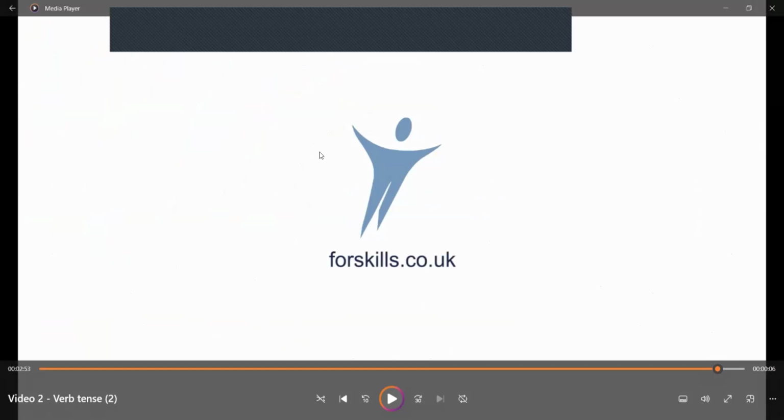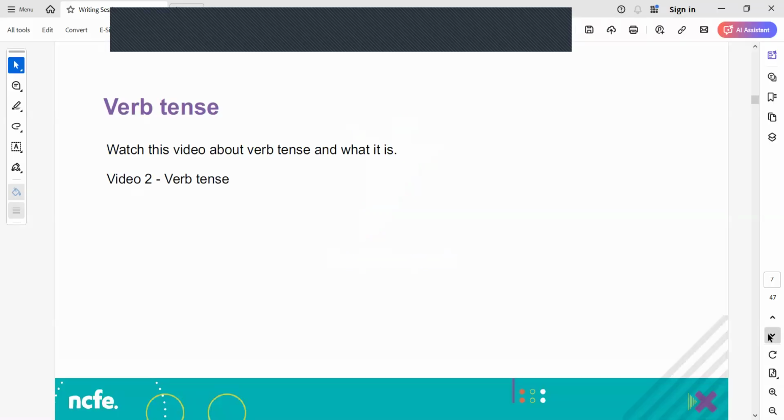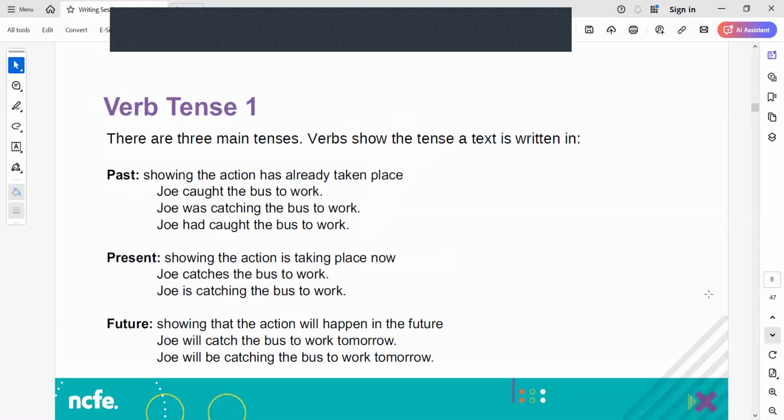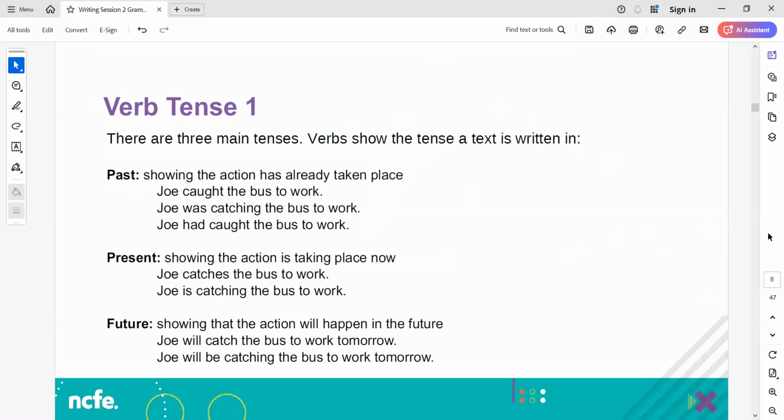Any questions about the video? No, thank you. Okay, so let's look at verb tenses. There are 3 main tenses, as we saw there, and the verbs show the tense that a text is written in. So the past tense shows the action has already taken place. So it's describing something that has already happened.